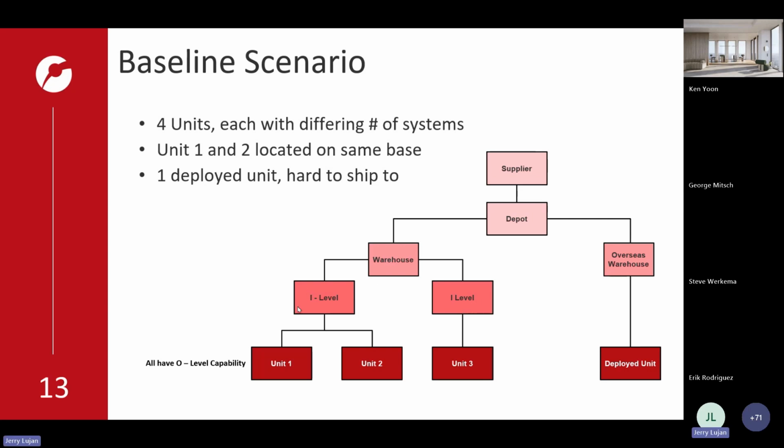These are both supplied with parts from a central warehouse, and then that goes through the depot, or shall we say DLA for consumables, but all the repair parts go up here to the depot that the I-level can't service. But the deployed unit is very different. It has an overseas warehouse and has, to start with at least, no repair capability locally. And each one of these units, by the way, has a differing number of systems.